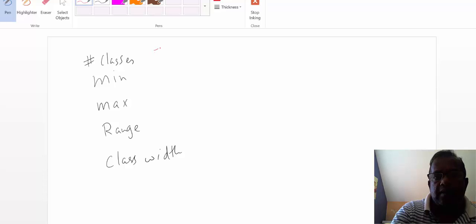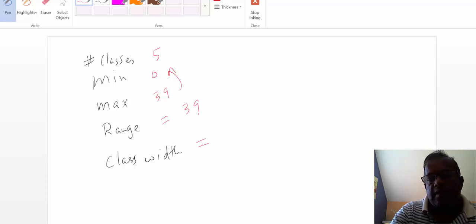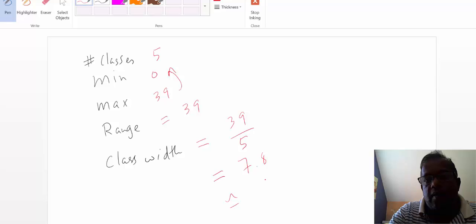The number of classes is 5, the minimum is 0, the maximum is 39, and the range is basically maximum minus minimum. We already said this, so it is 39. The class width is the range divided by the number of classes, and you round up whatever number you get to the nearest integer. So 39 divided by 5 is 7.8. So we always have to round up. Even if it is 7.2, we'll round up to 8. So the class width is 8.